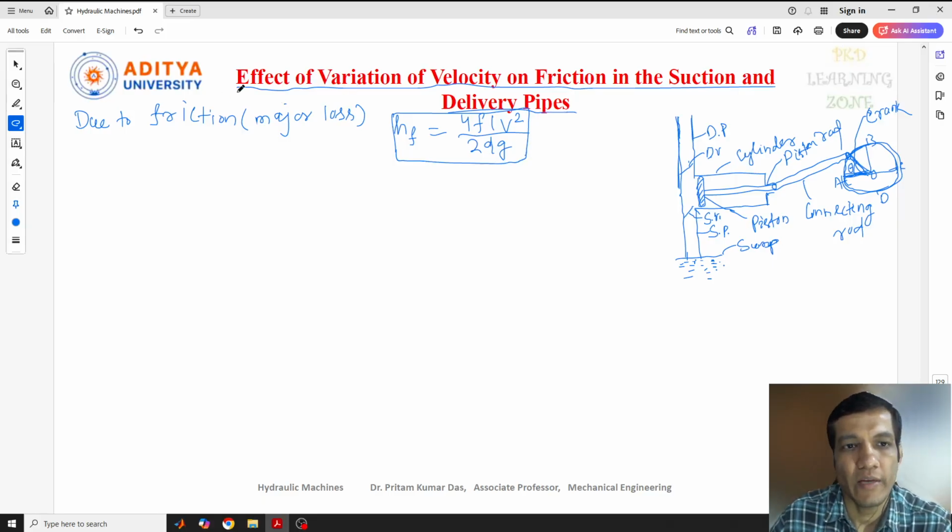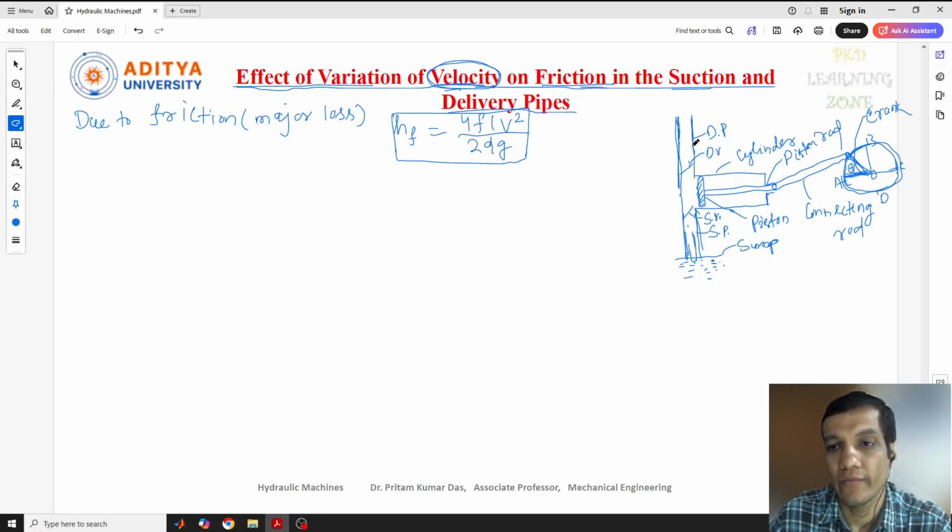Here also it is the same thing, the effect of variation of velocity. What is the effect of this velocity variation on friction in the suction as well as the delivery pipe? Because water flows through the pipe, due to friction at the surface of the pipe there will be some losses. So how this velocity varies with respect to the friction, that we'll see here. This is the head loss due to friction in the pipe. I have taken it for both suction and delivery; the same equation will be used.